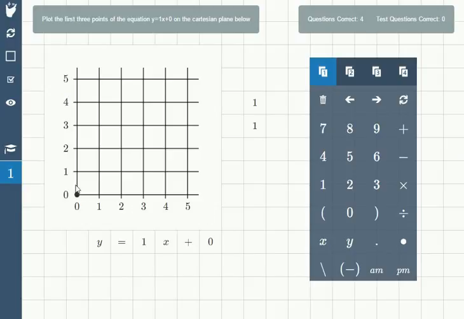And if we go up 1 and across 1 from 0, we will get to the point 1, 1. And then if we go up 1 and across 1 again, we'll get to the point 2, 2. And so if we drop our dot into that position, that completes the first 3 points on the line and completes the question.